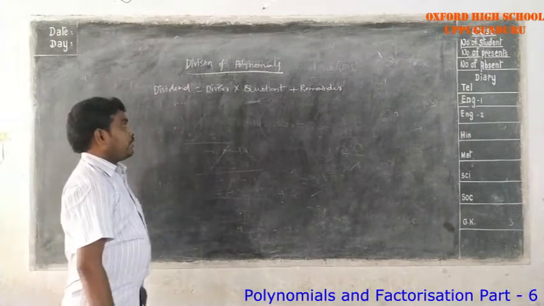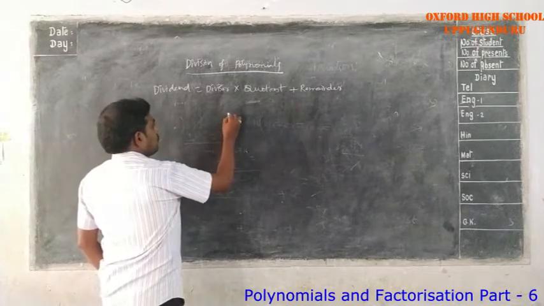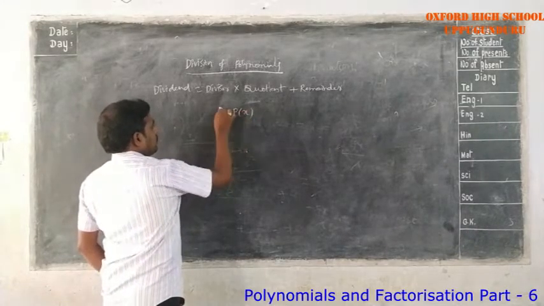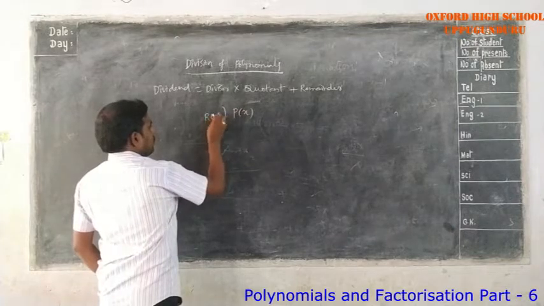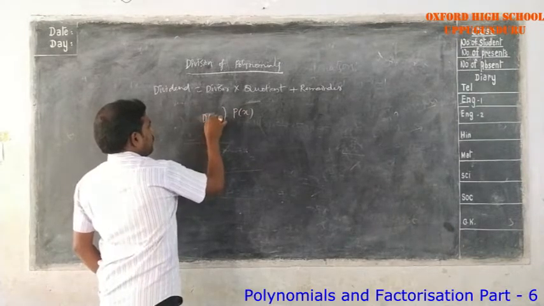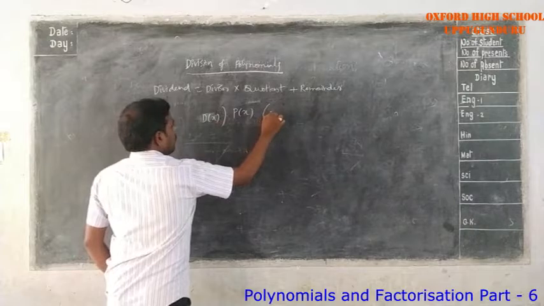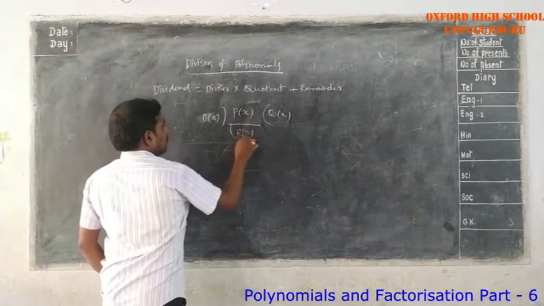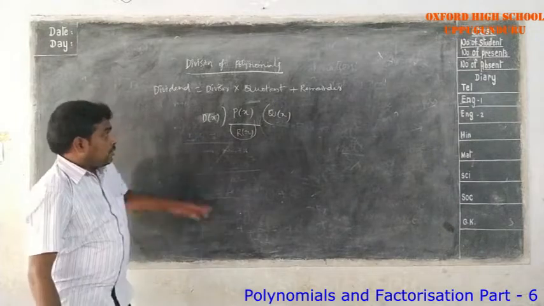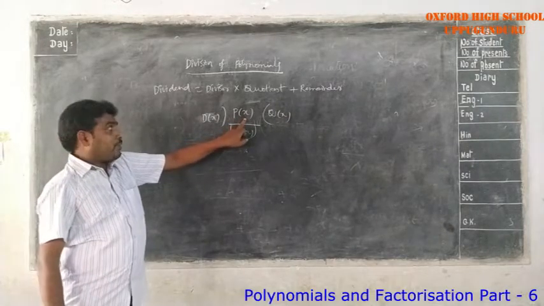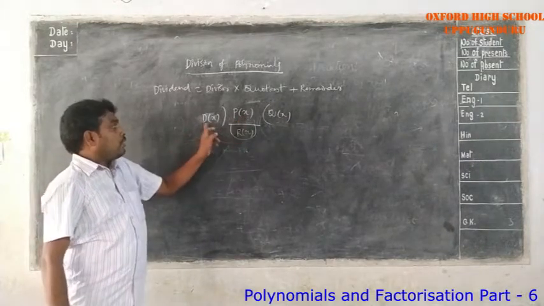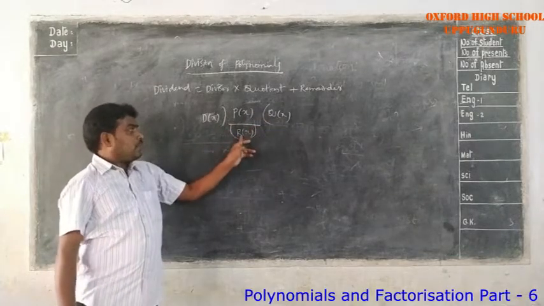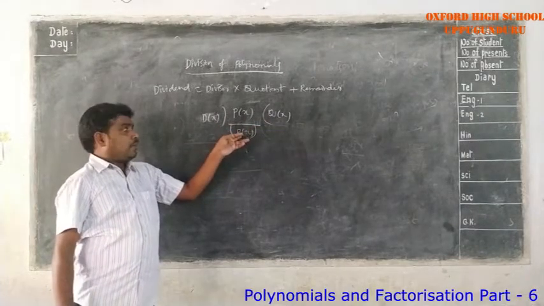So whenever you are dividing any polynomial, assume you are dividing p of x by d of x, the quotient is q of x and the remainder is r of x. If the dividend is p of x, which is a polynomial in one variable x, and the divisor is d of x, the quotient is q of x, and the remainder is r of x.